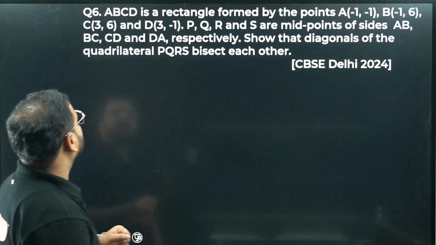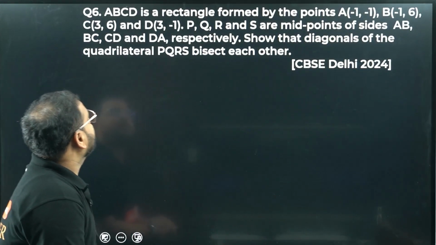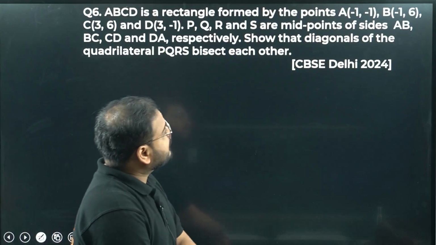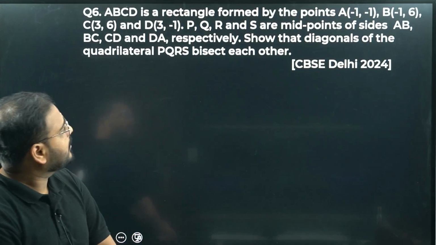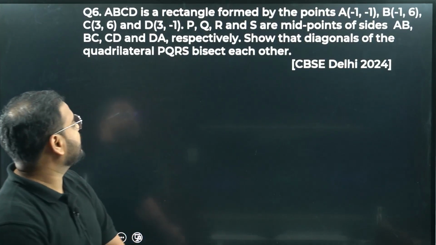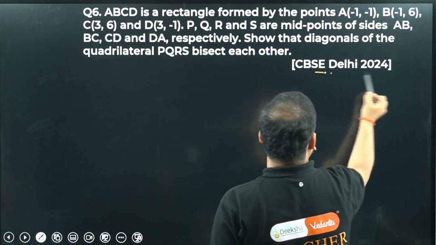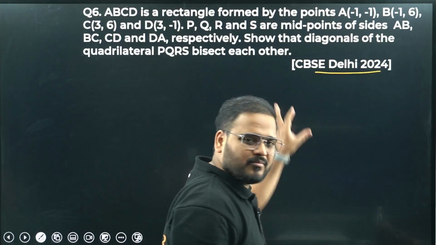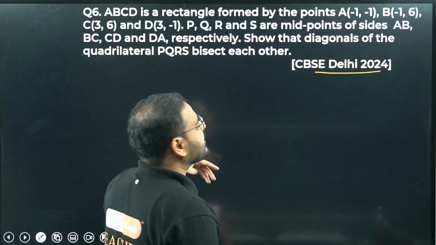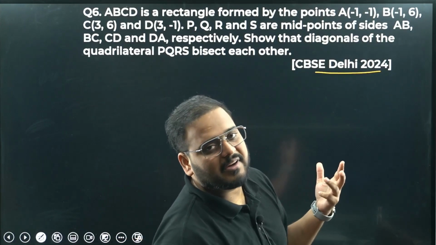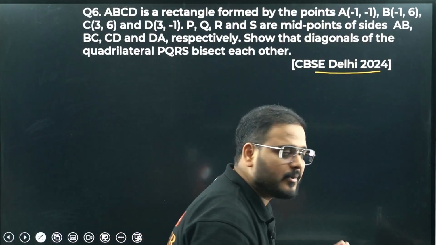ABCD is a rectangle formed by the points, given like that. P, Q, R, S are the midpoints of the sides AB, BC, CD, DA, so that the diagonals of the quadrilateral PQRS bisect each other. A good question, sir. It's a PYQ again. This kind of question can be asked if they want. Not a difficult question, but they can ask in 5 markers also. But a 3 marker you can expect. But again, a very simple question, not a difficult problem at all.